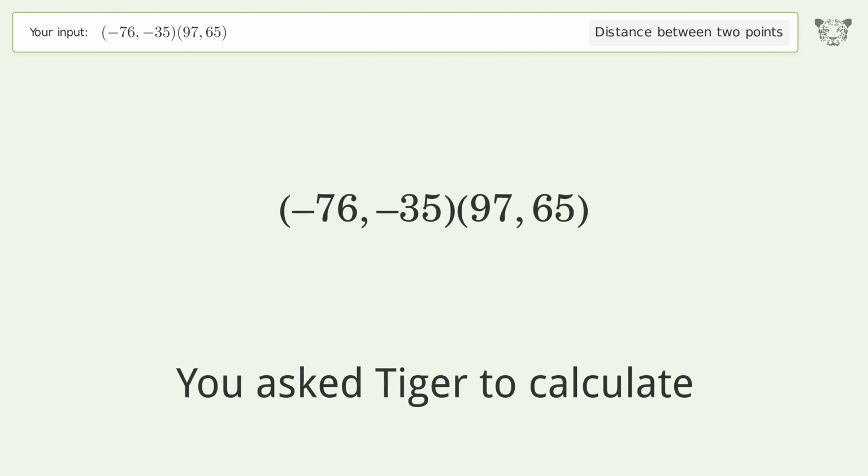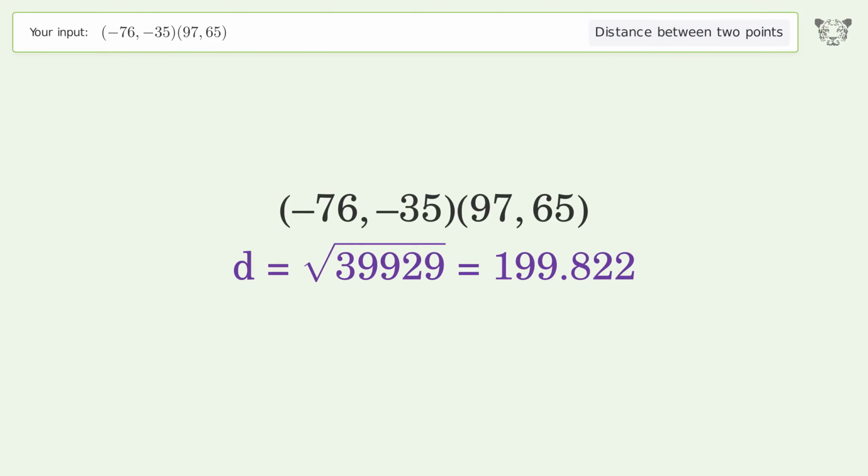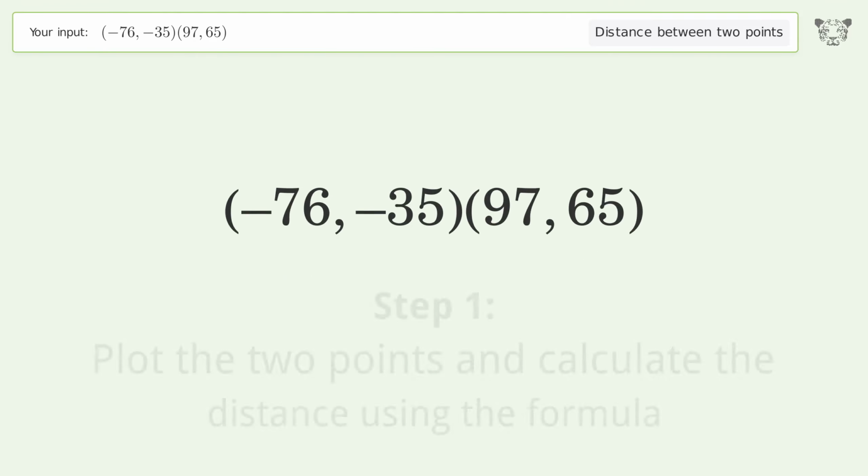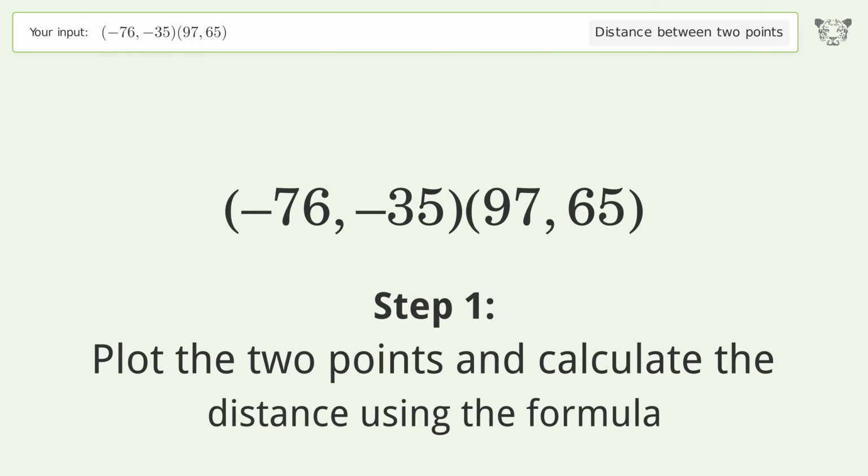You asked to calculate the distance between 2 points. The distance between the 2 points is the square root of 39,929, or 199.822. Let's solve it step by step. Plot the 2 points and calculate the distance using the formula.